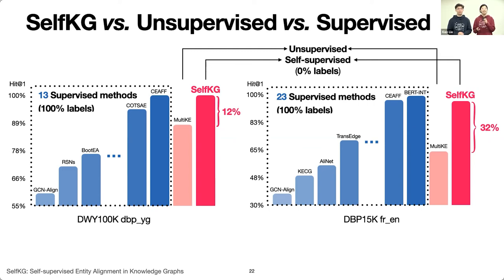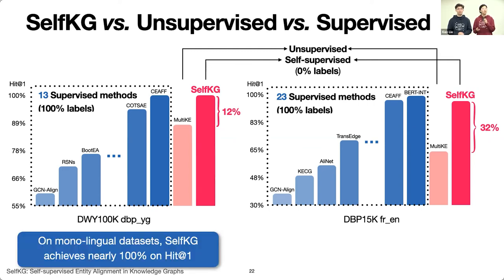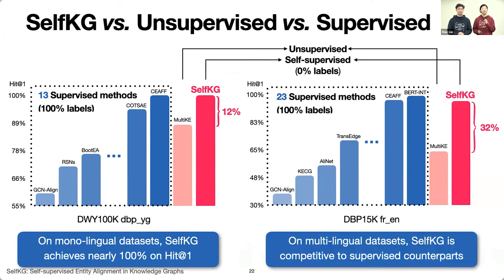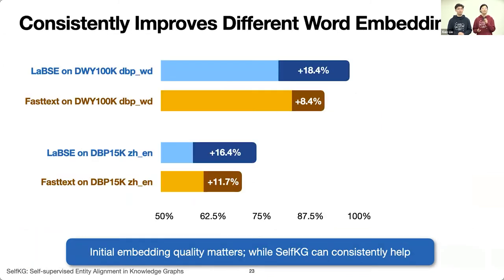To sum up, the left figure illustrates that on the monolingual dataset of DWY100K, Self-KG is nearly 100% correct. The right figure shows that on the more challenging multilingual dataset DBP15K, Self-KG is still competitive with supervised counterparts. Besides, Self-KG consistently improves different embeddings. This combines improvements on the LSEM embedding that we use and on the fastText embedding widely adopted in prior work.